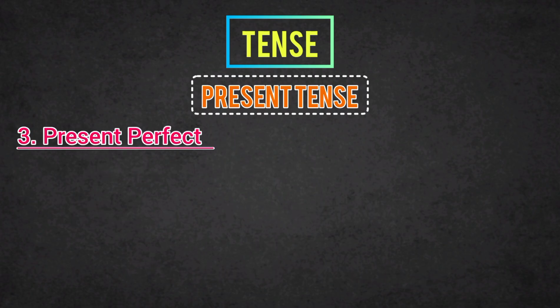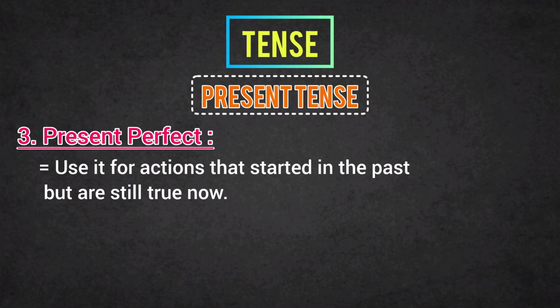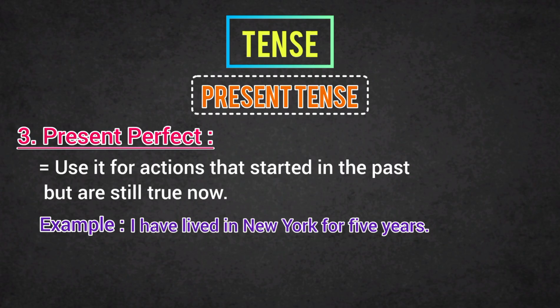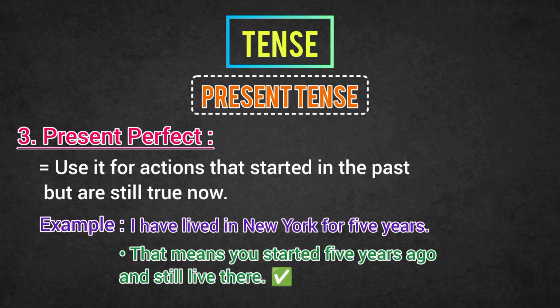Number 3, present perfect. Use it for actions that started in the past but are still true now. Example, I have lived in New York for 5 years. That means you started 5 years ago and still live there.